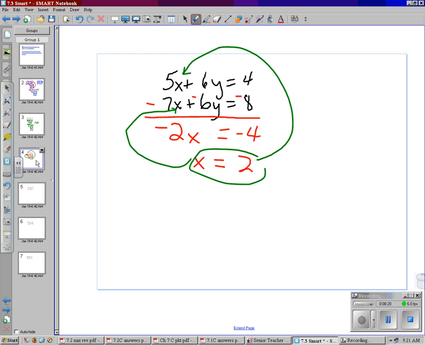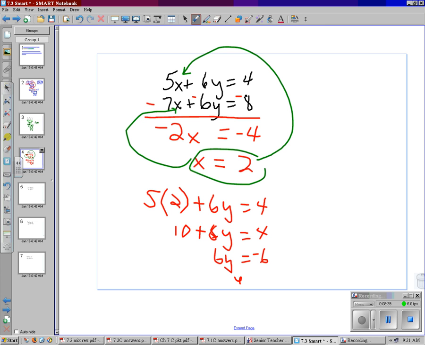Which one shall we put it in for? Any preference? Andy, top one? Okay, so 5 times 2 plus 6y equals 4. 5 times 2 is 10. 10 plus 6y equals 4. Bring that 10 to the other side. What do we get? Negative 6, and therefore y is equal to? Awesome. And so we'll have our answer of (2, negative 1).